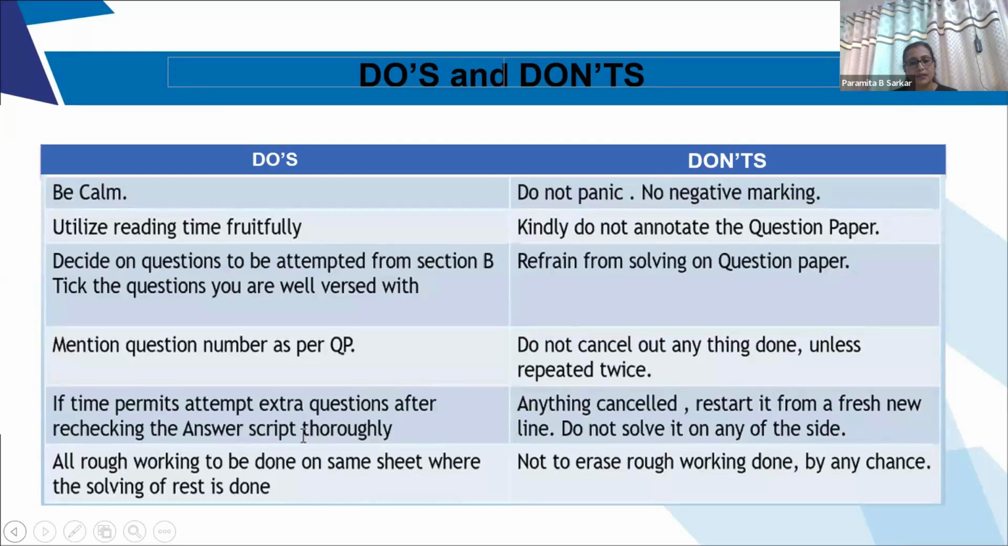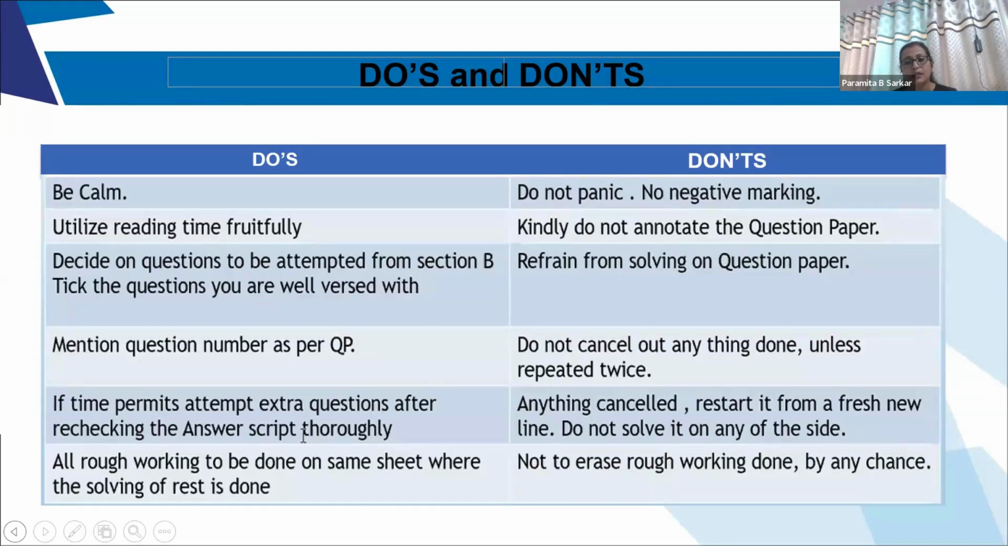While attempting the questions, mention the question number as given in the question paper. Do not change the question numbers. Next, suppose you are done with your paper within 2 hours or 2 hours 15 minutes. The first thing you do after completion of the paper is to review it. You will go back to the previous questions, from section A, B, C, D and E, completely review the paper and check it thoroughly. If after that time still permits, then only you can attempt the extra questions.